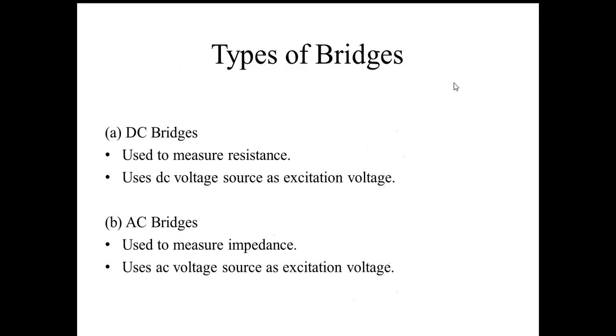Now we are classifying the bridges as DC bridges and AC bridges. DC bridge is basic; I've already discussed it. It is used to measure resistance, whereas the AC bridge is used to measure impedance, which is a combination of R, L, and C. The DC bridge uses a DC voltage source as the excitation voltage or input supply. The AC bridge uses an AC voltage source, which could be single phase or three phase, depending upon the type of supply and instrument. Suppose it is a single phase AC supply, you can use a single phase AC bridge. Otherwise, if it is three phase, then you can use three-phase bridges. Okay.